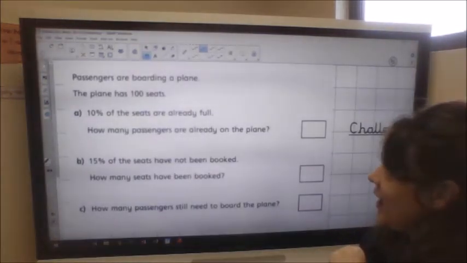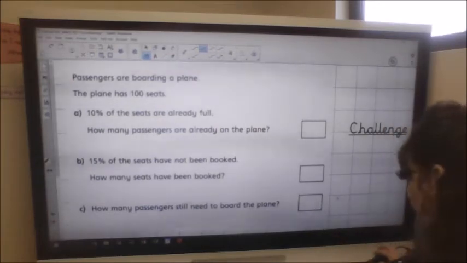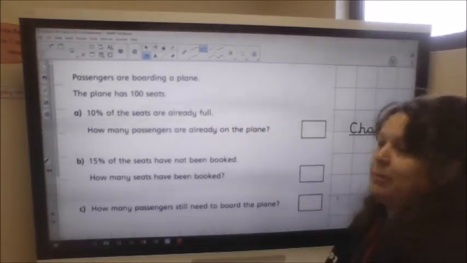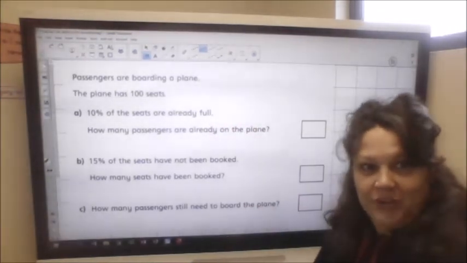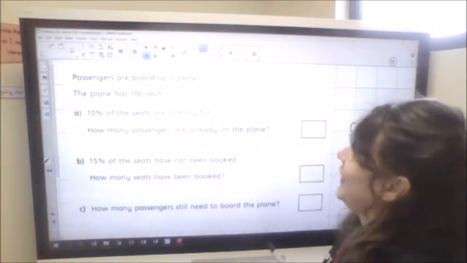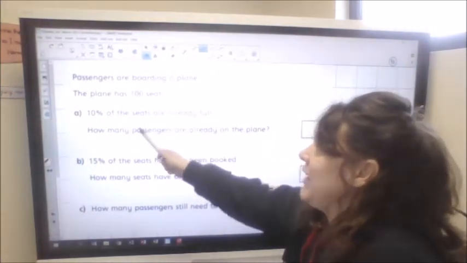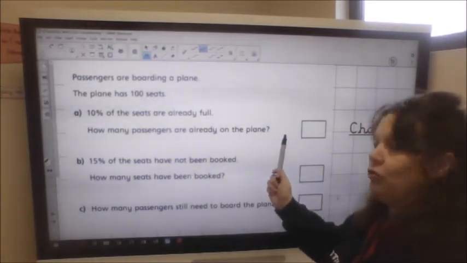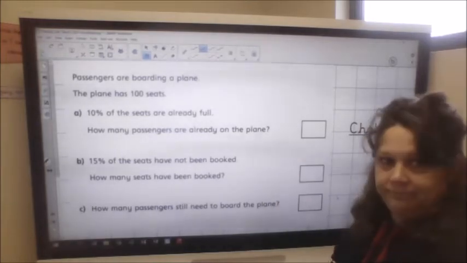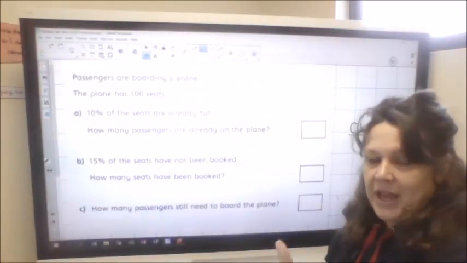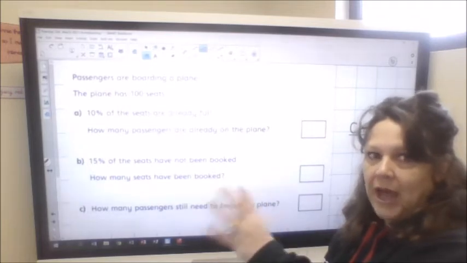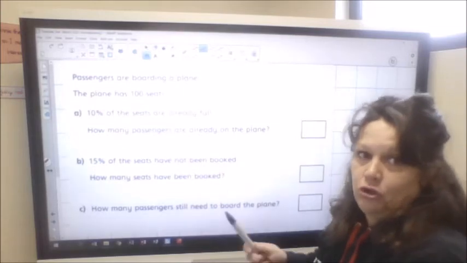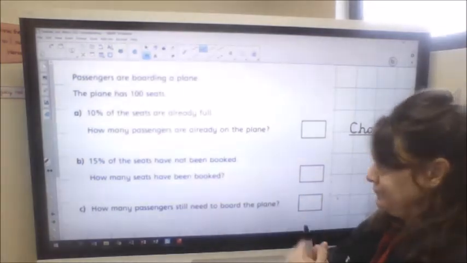Right, this is your challenge then, year 6. It says passengers are boarding a plane. The plane has 100 seats. Ooh, are we talking percentages here? I think we are. 10% of the seats are already full. So how many passengers are already on the plane? Okay, 10%. What's that as a fraction? So how many of those 100 are filled in, used up?